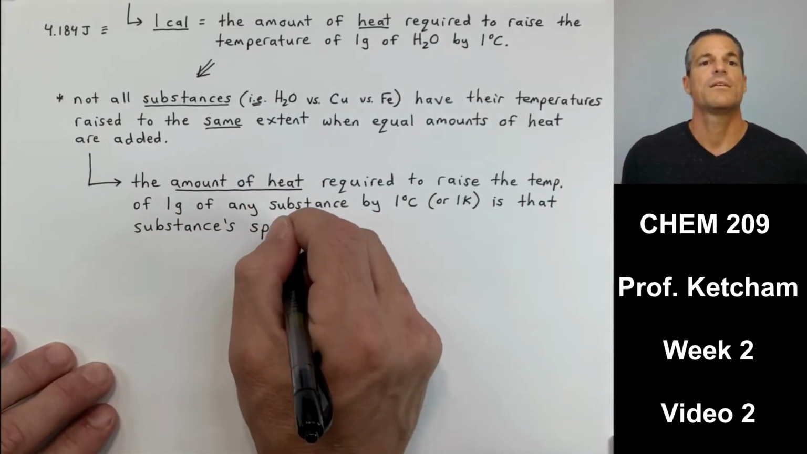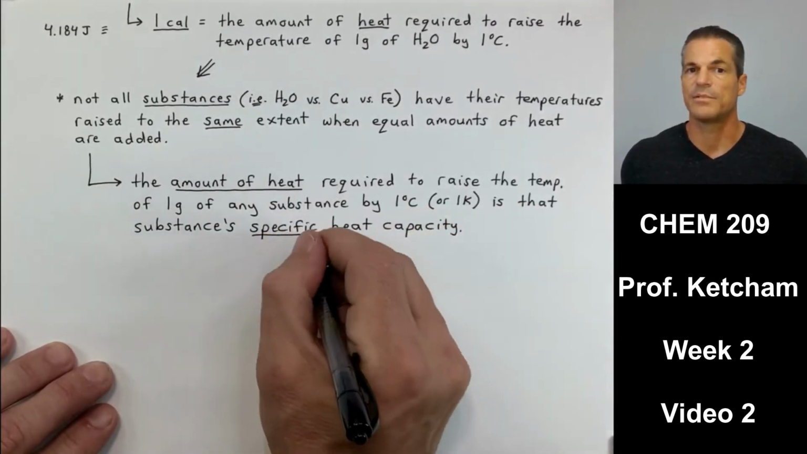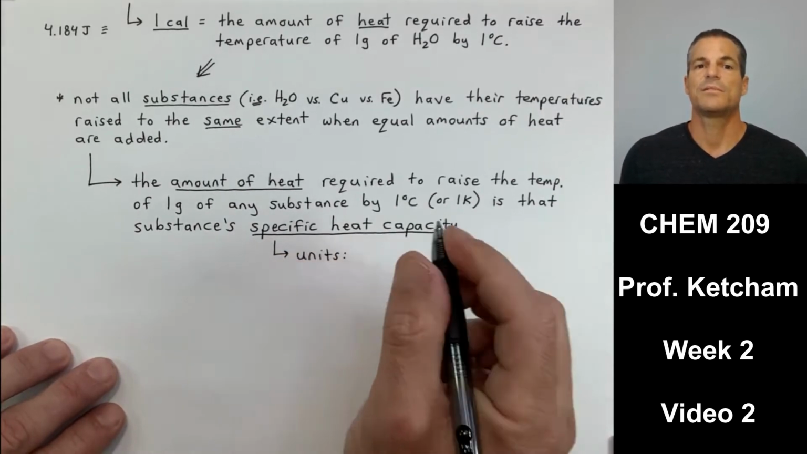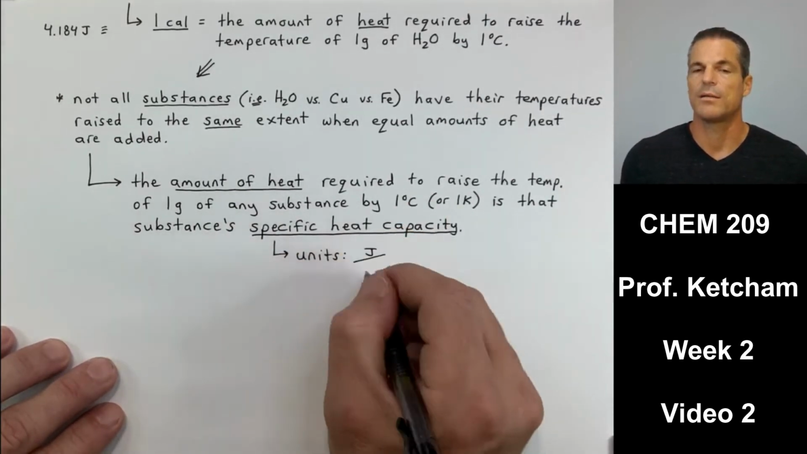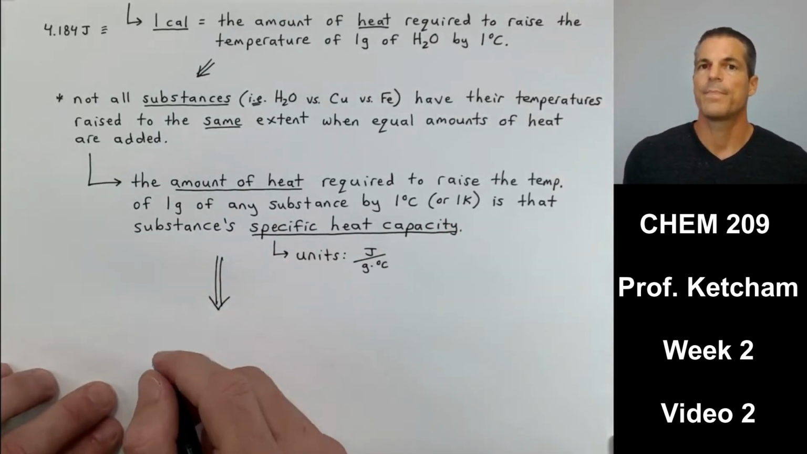Next bullet point, the amount of heat required to raise the temperature of 1 gram of any substance by 1 degree Celsius or Kelvin is that substance's specific heat capacity. Specific heat capacity has units of joules per gram per Celsius.